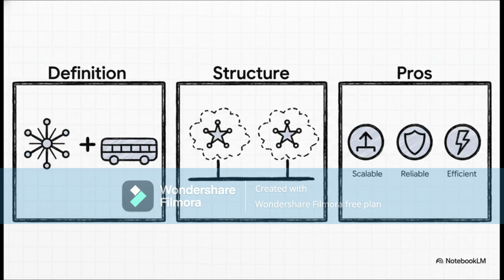What's the definition? A mix of two or more topologies, like star and bus. How's it structured? Smaller networks, like stars, connected by a central backbone. And what are its 3 superpowers? 1, it's scalable, so it's easy to add stuff. 2, it's reliable, so one mistake doesn't break everything. And 3, it's efficient, because you get the best of both worlds.